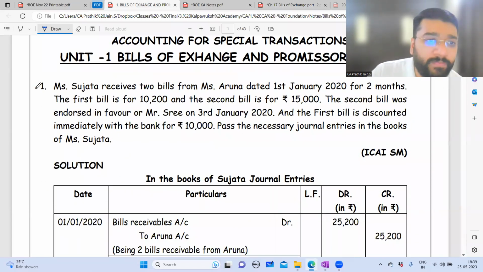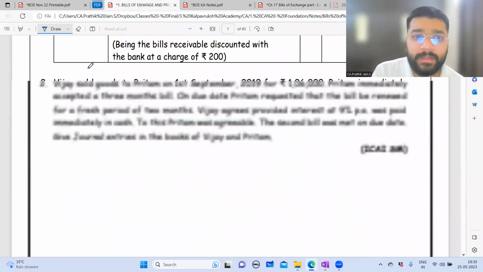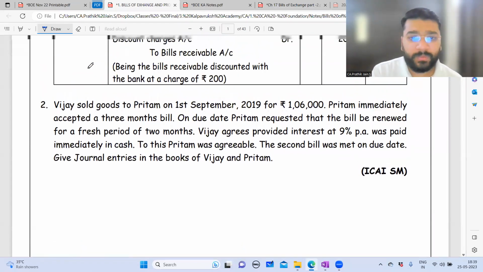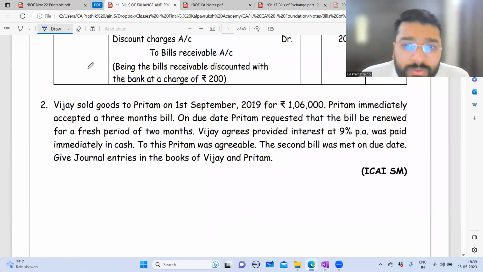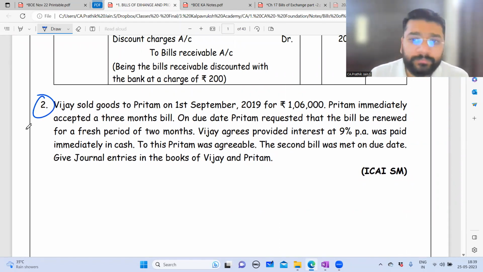So first question, guys, of ICA study module, we have done it in the last class. Vijay sold goods to Preetham. This is renewal, right? It's not retirement of bill. Yeah, it's renewal of bill. So can we do the second question now?